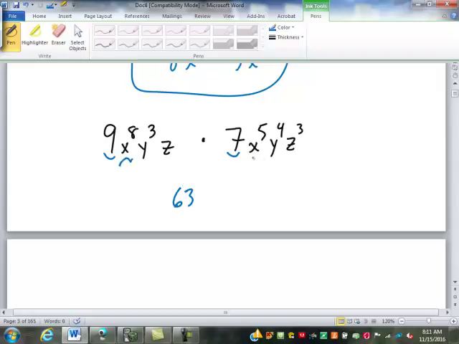X to the 8th times x to the 5th is x to the 13th. We add the powers. 8 plus 5 is 13. Y to the 3rd times y to the 4th is y to the 7th. 3 plus 4 is 7. Now for z here, this is just z, so we think of that as z to the power of 1. So z times z to the third is z to the fourth. 1 plus 3 makes 4.